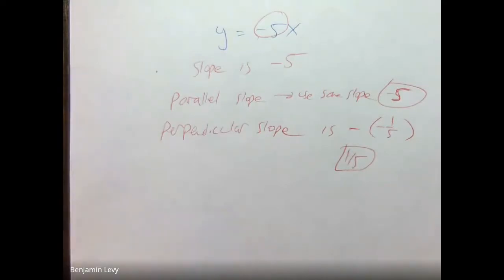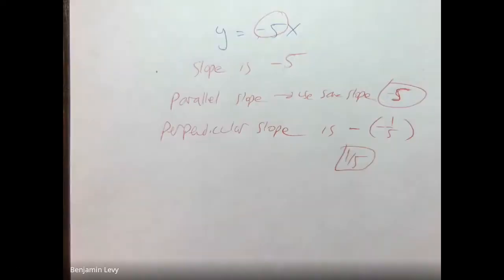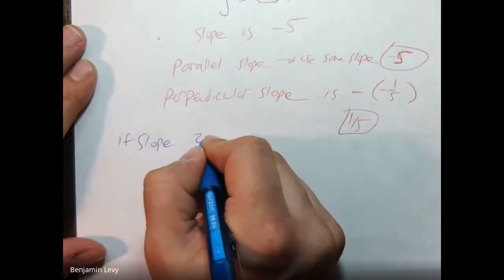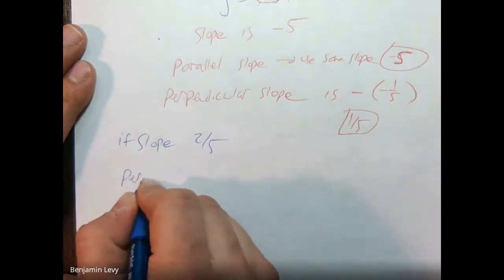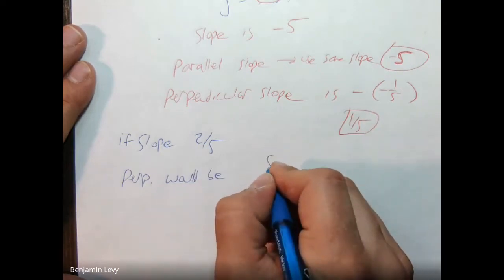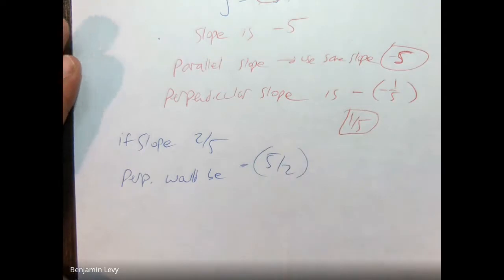If that's something that's confusing, you should definitely just write it on your sheet, right? For parallel, use the same slope. For perpendicular, make it into a fraction and multiply by negative 1. Does it always multiply by negative 1? You make it into a fraction and you multiply it by negative 1. Yep, every time. For example, if the slope was 2/5, perpendicular would be: flip the fraction and multiply by negative 1.